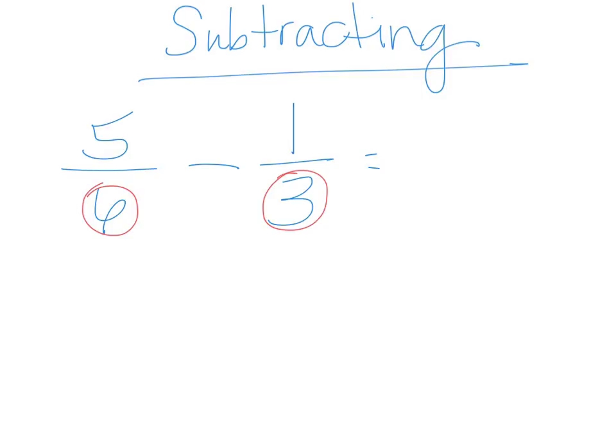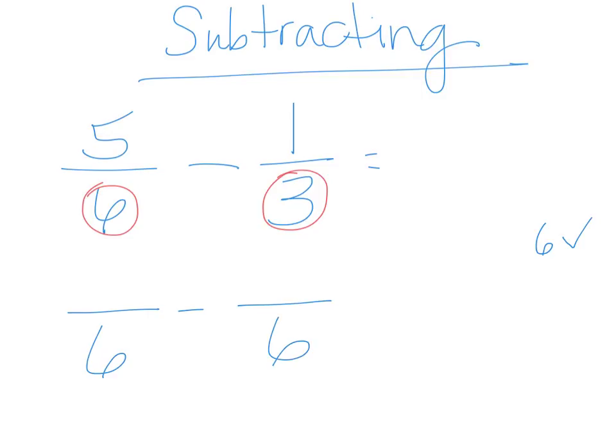Remember my strategy. You start with the biggest denominator, which in this case is going to be 6. 6 is bigger than 3. And then you count by 6s until you find a number that 3 can go into. Okay, so let's start with 6. Can 3 go into 6? Yes. That is my lowest common multiple. That is going to be my new common denominator.